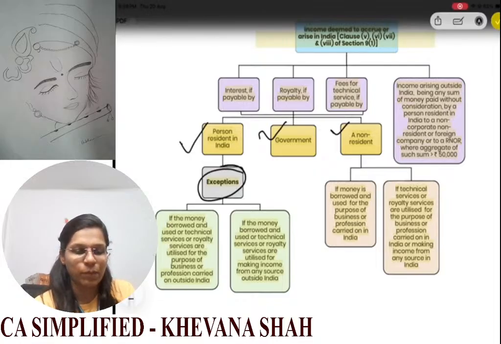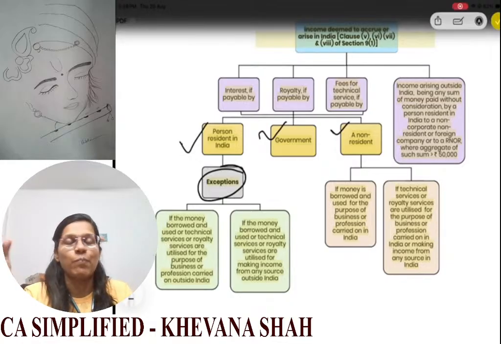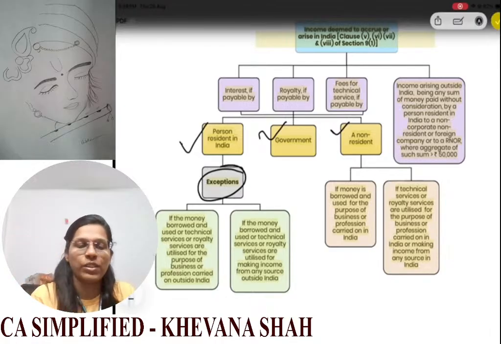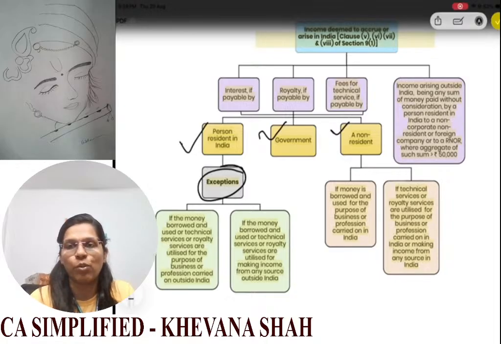And we have two exceptions here. If the money borrowed and used for technical services or royalty are utilized for the purpose of business or profession carried outside India. So if you have any royalty income, or any fees for technical services, in that case if they are utilized for the purpose of any profession or business which is carried outside, then that will not be considered as deemed to accrue or arise in India.